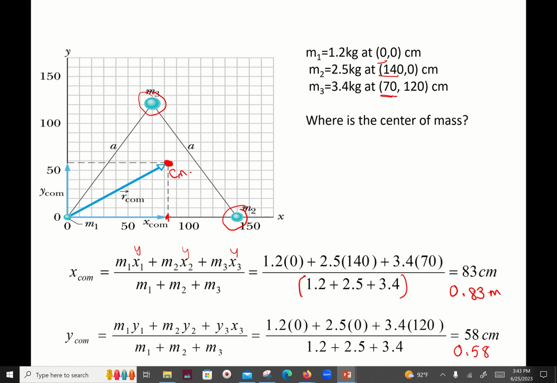If you have a shape, like was discussed in the lecture, that's got a uniform density, like a square or a circle, then the center of mass will be at the center of that shape.